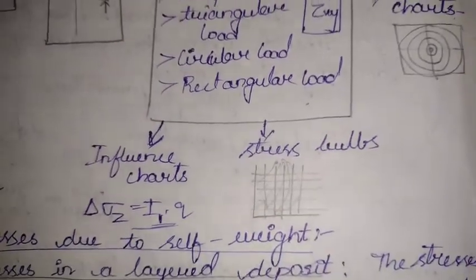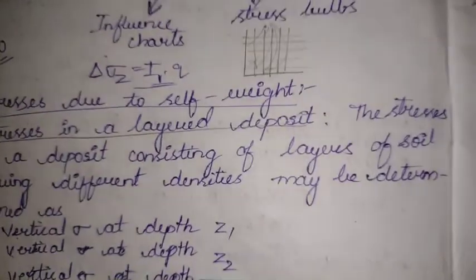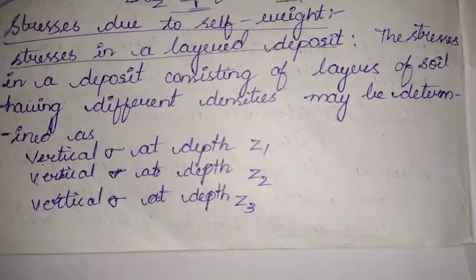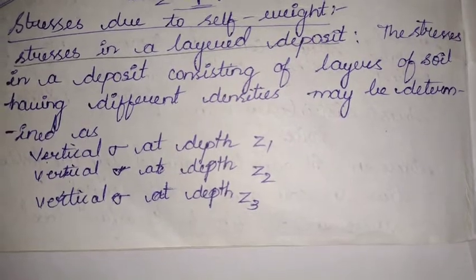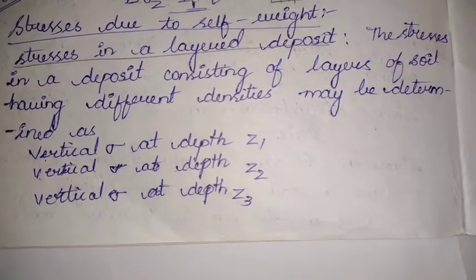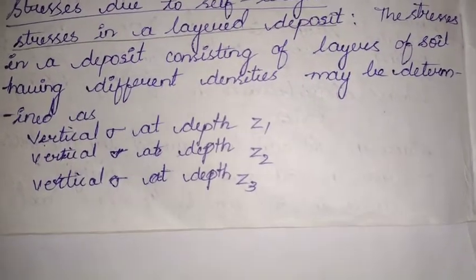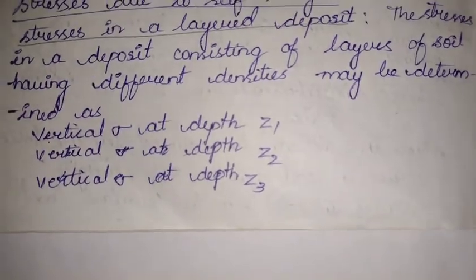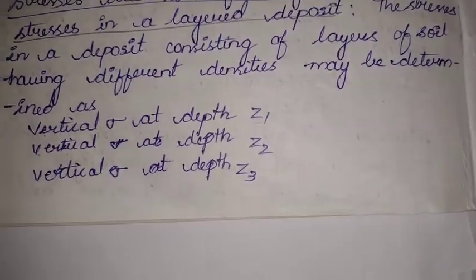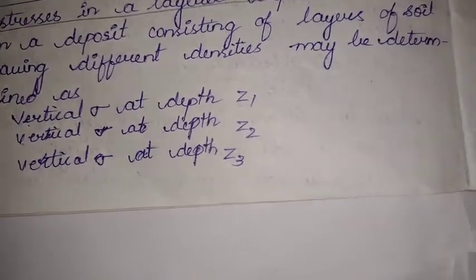As I already told you, we will have some stresses due to self-weight. Stresses in a layered deposit. The stresses in a deposit consisting of layers of soil having different densities may be determined as the vertical stress at depth Z1, vertical stress at depth Z2 and Z3.